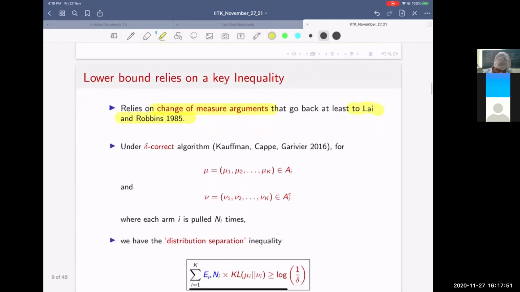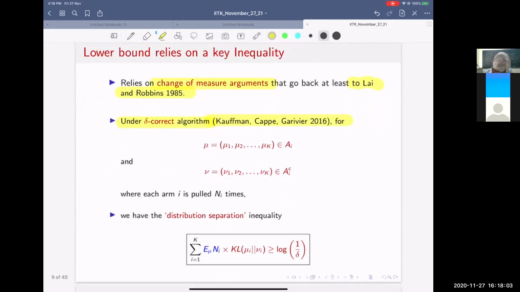But we'll specifically use an inequality for delta-correct algorithms developed by Kaufmann, Cappé, and Garivier, 2016. They crystallize some results which are asymptotically known. They come up with a non-asymptotic inequality, and the flavor of the inequality is as follows. This is worth absorbing, because this is really the main crux which helps us handle these kinds of problems. So suppose mu lies in A_i.